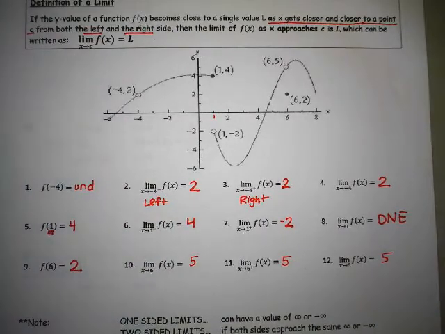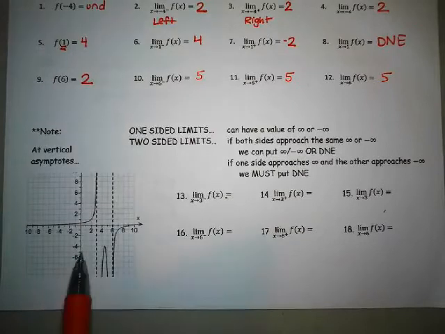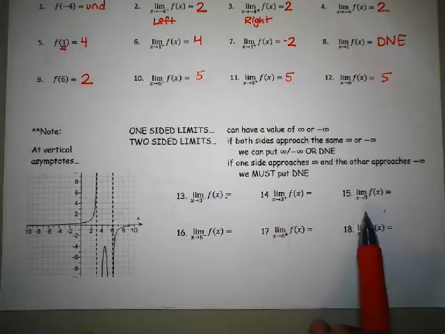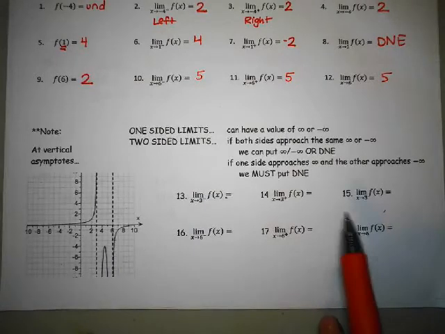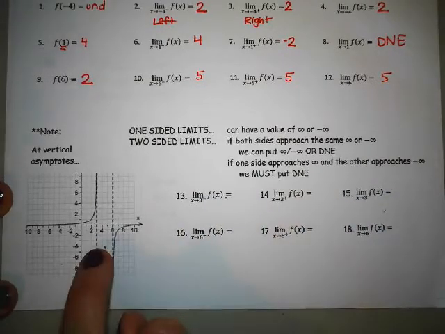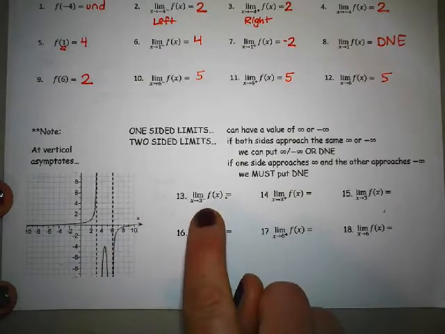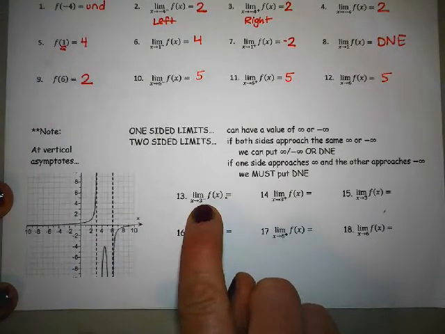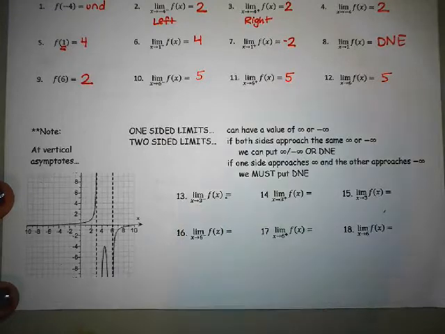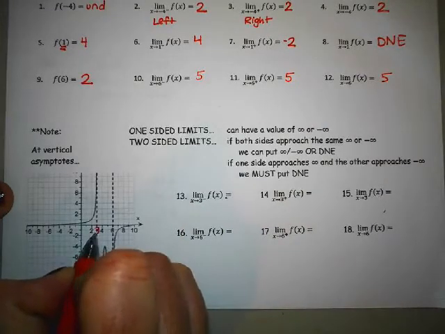Okay, so now let's look at the bottom of our paper. At the bottom of our paper, we have a graph that has asymptotes in it. The type of questions I'm asking you are pretty similar to what I asked you up top, but this time we're looking at asymptotes. So when I look at this problem, it says find the limit as x approaches 3 from the left-hand side. So I come on my graph and I come to 3, which is right here.